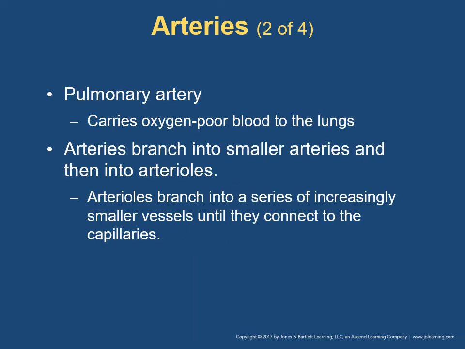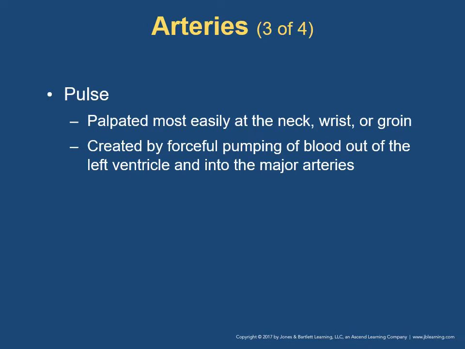The pulmonary artery originates at the right ventricle and it carries oxygen-poor blood to the lungs. Arteries branch into smaller arteries and then into arterioles. Arterioles branch into a series of increasingly smaller vessels until they connect to a vast network of capillaries. Your pulse is palpated most easily at the neck, wrist, or groin. It is created by the forceful pumping of blood out of the left ventricle and into the major arteries.